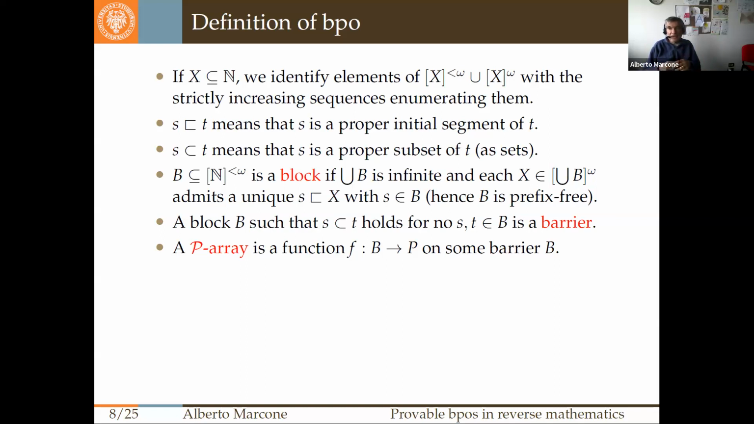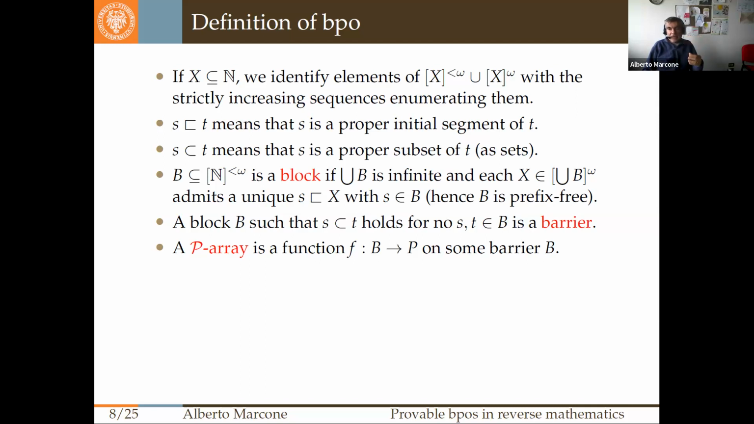And you see from here that this is already a pi-1 notion, because you are asking that for every infinite subset of a union of B, something happens. And so it's a pi-1 notion. A barrier is a special kind of block, because you don't ask only that the set is prefix free, but you ask also that it's subset free, let's say. So that if you have two elements of B, then it's not possible that one is a proper subset of another one. And so this will be a barrier. And our definition of better partial order will use these barriers.